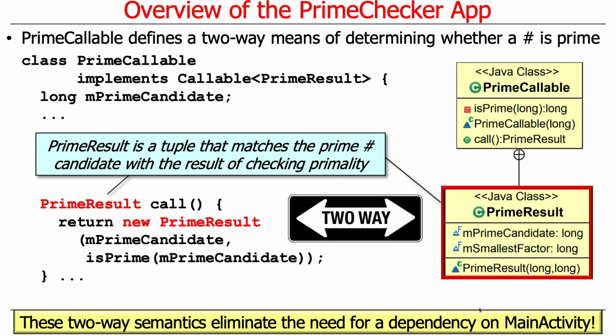And one of the nice things about using the callable versus the runnable is this two-way call mechanism allows us to eliminate any dependencies on main activity. So the callable doesn't know anything about the user interface that we're using here. So it means it's going to work a lot better when we go to the trouble of having to rotate the phone and destroy the existing activity and recreate a new one, which is kind of an Androidism, but it's a good technique to know in general.